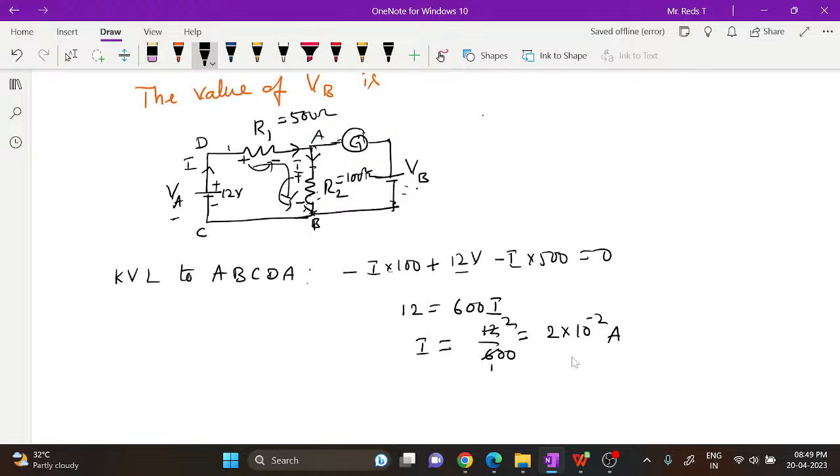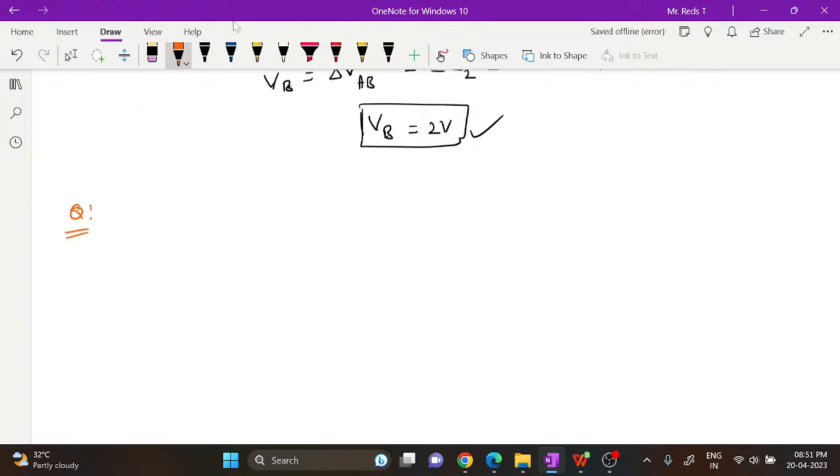Now VB, from the figure, is equal to the potential difference across AB, or the potential difference across the R2 resistor, which is nothing but I into R2, which is equal to, I is how much? 2 into 10 to the power minus 2, R2 is 100. Next question: for the circuit shown in the figure, find the current I in the circuit.